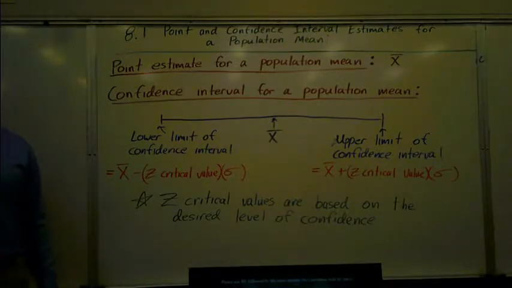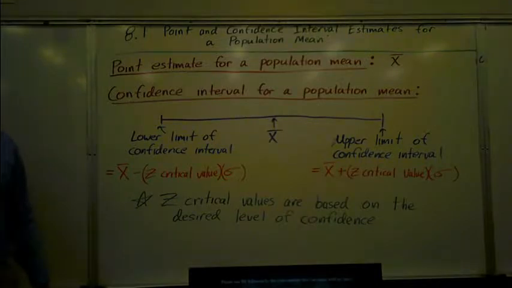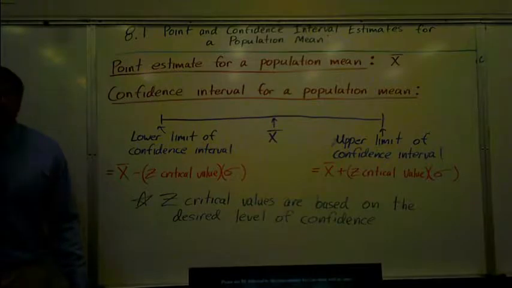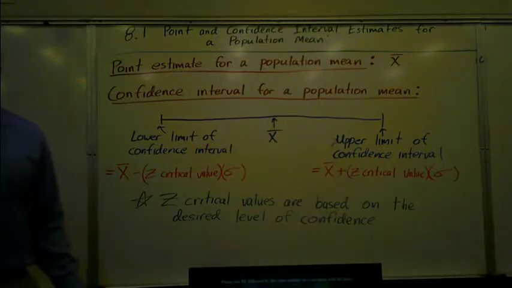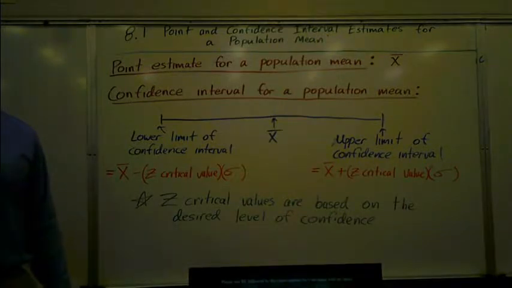Alright, next up we're going to talk about chapter 8.1, which is point and confidence interval estimates for a population mean. A lot of times you don't know what a population mean is because it's basically not possible to have a census or survey every element of a population. But you still want to know what the population mean is.